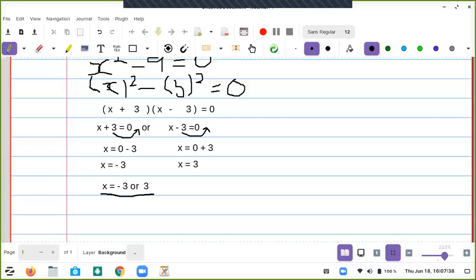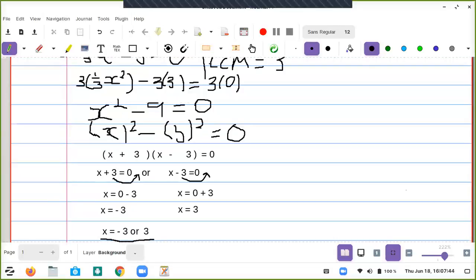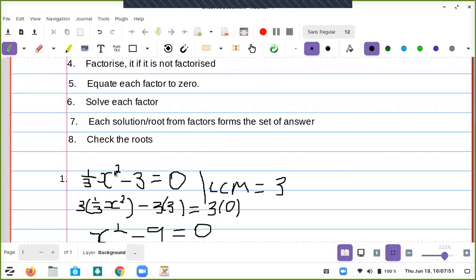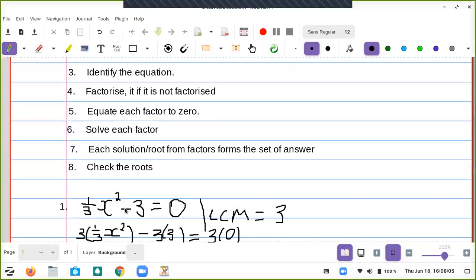But before I conclude to say these are my answers, we can do the checking, right? Now, when we are checking, it's just a matter of substituting here, right? When you substitute negative 3, multiply it twice, you get positive 9. Positive 9 times 1/3, you come up with positive 3. Positive 3 minus 3 gives you 0. So 0 is equal to 0, which means negative 3 is all right.